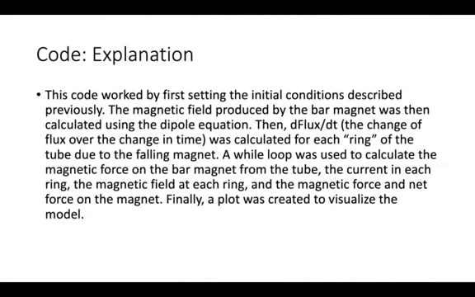So this code worked by first setting the initial conditions described previously. The magnetic field produced by the bar magnet was then calculated using the dipole equation. Then d flux dt, which is the change of flux over the change in time, was calculated for each ring of the tube due to the falling magnet. A while loop was then used to calculate the magnetic force on the bar magnet from the tube, the current in each ring, the magnetic field at each ring, and the magnetic force and net force on the magnet. Finally, a plot was created to visualize the model.